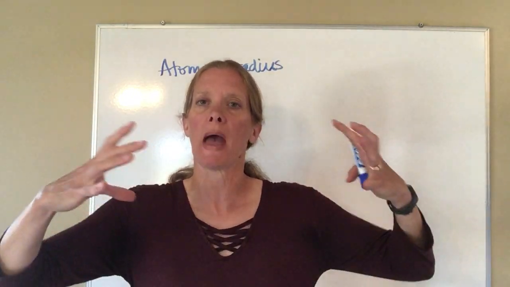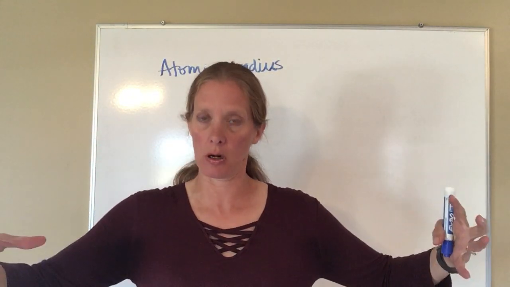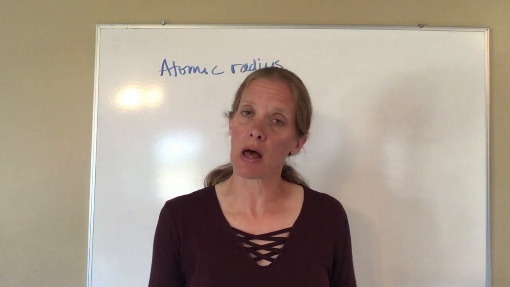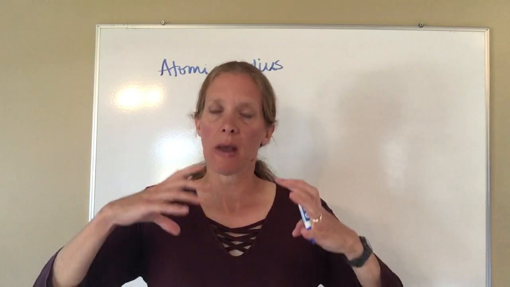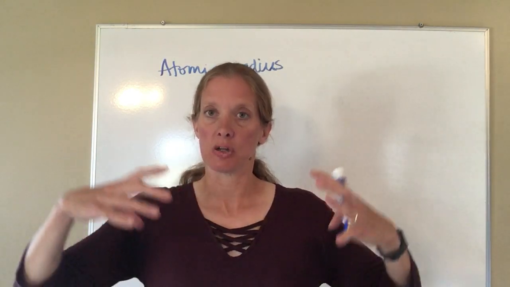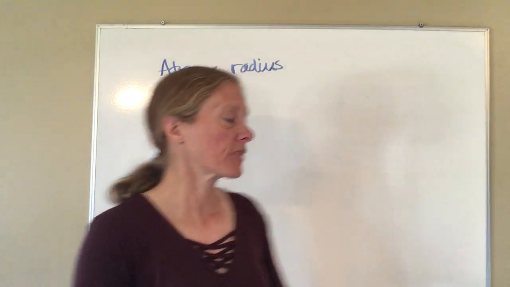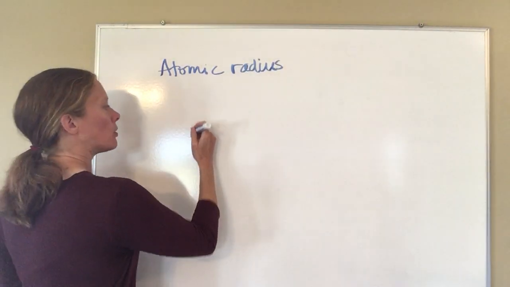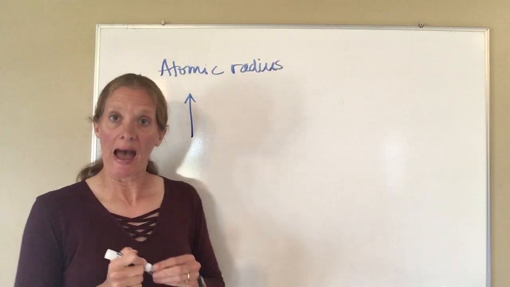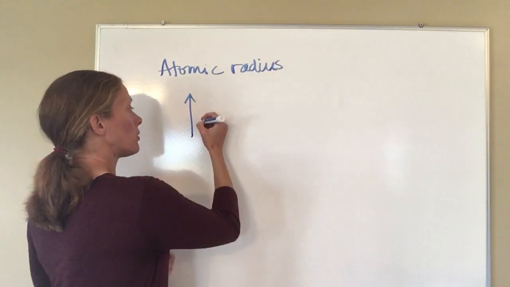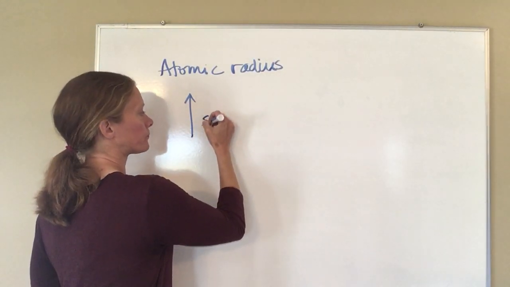So every layer that you add gets bigger and bigger and bigger. And so every energy level that you add on an atom is like adding another layer to it. And so adding another energy level makes the atom bigger and bigger and bigger. So as I go up the periodic table, the atom is going to get smaller in radius.